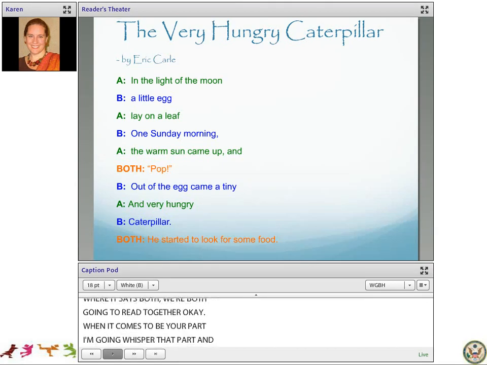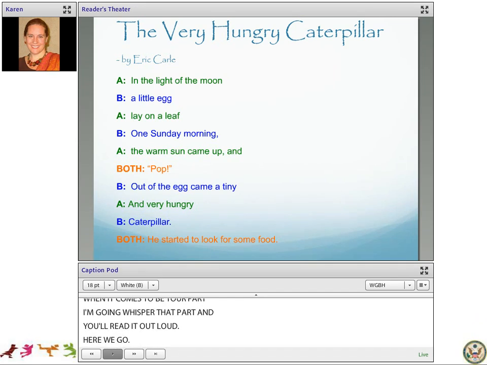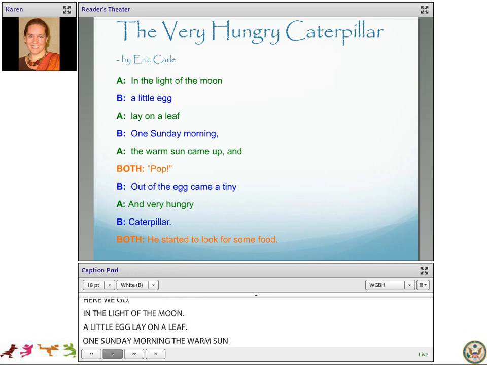In the light of the moon, a little egg lay on a leaf. One Sunday morning, the warm sun came up, and pop! Out of the egg came a tiny and very hungry caterpillar. He started to look for some food.